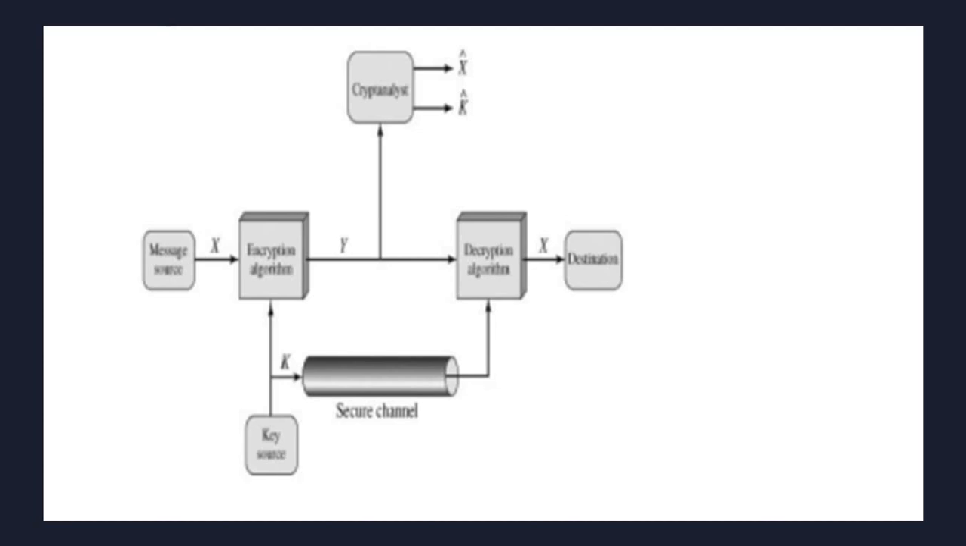So this is a block diagram. You can find your message source that is encrypted by using an algorithm, and you have a key which is secured and shared with your decryption algorithm. You decrypt it, and you have the cryptanalyst. On the receiver side, which you call the destination, you are able to retrieve and open the original message.